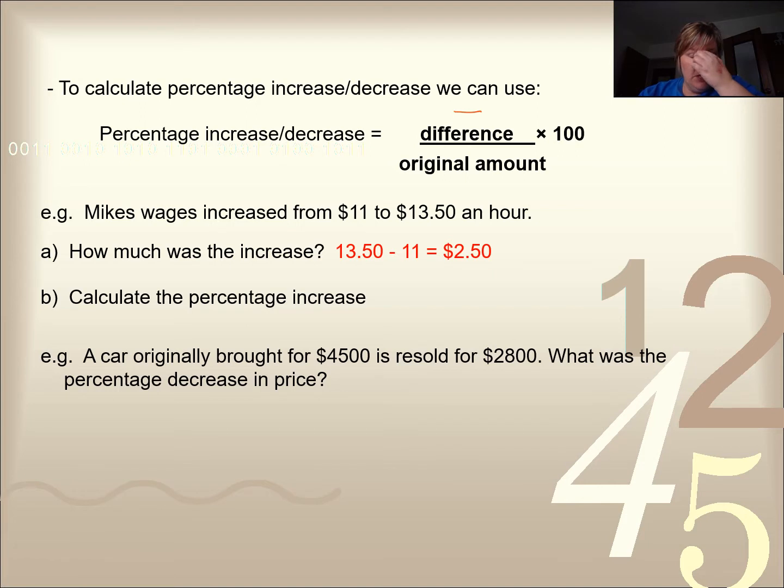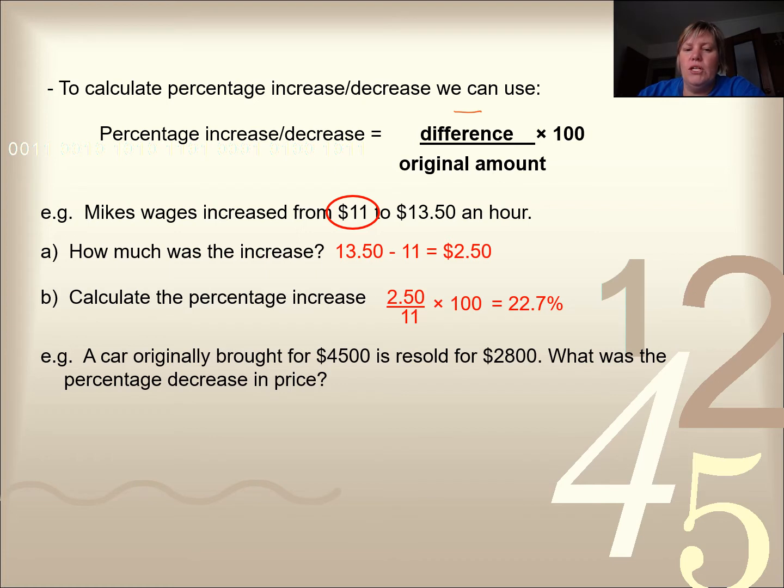Now, to do the percentage increase, I'm going to put that difference, the $2.50, over what was the original. So I wonder which the original, was it the $11 or the $13.50? Got it. It's the $11 because it said it increased from. So the $2.50, there it is. There's the original, and then I'm going to times it by 100, and that will tell you that he's had a 22.7% increase.